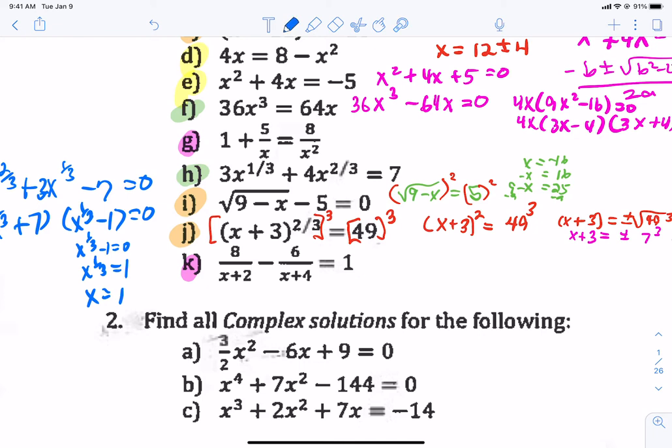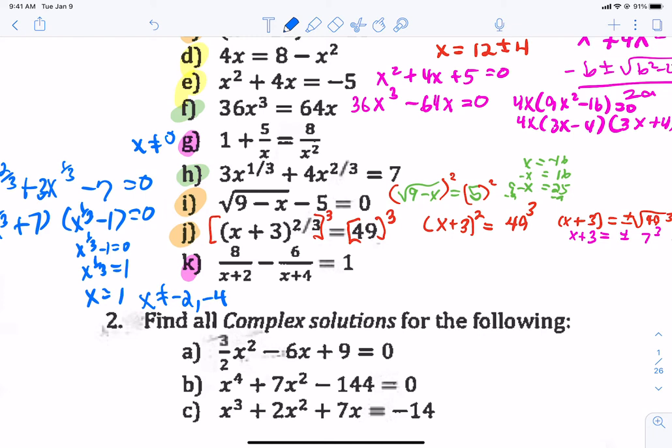So let's write those down. So for G, we know that we can't have a 0. And for K, we can't have a -2 or a -4. Now, those are just the excluded values. They just remind us that if we get those as answers, we can't just keep that as an answer. We're going to get rid of it.